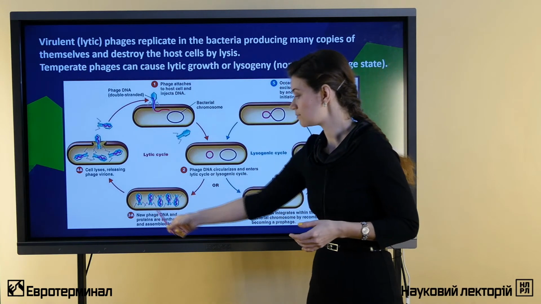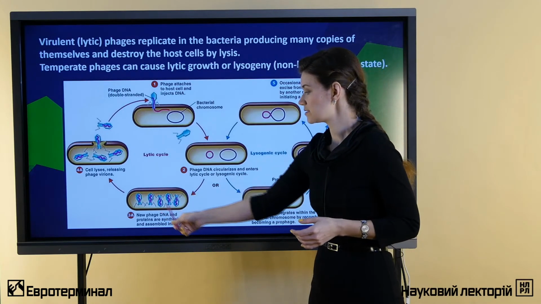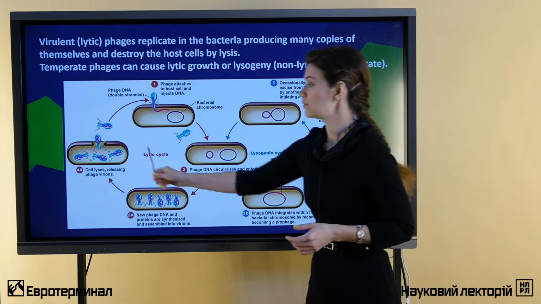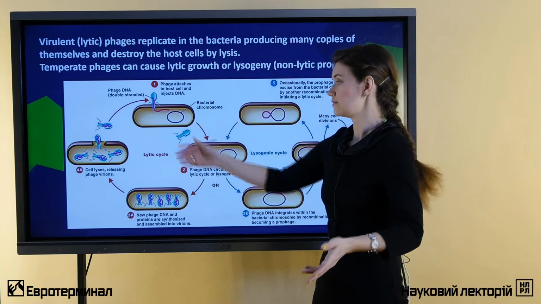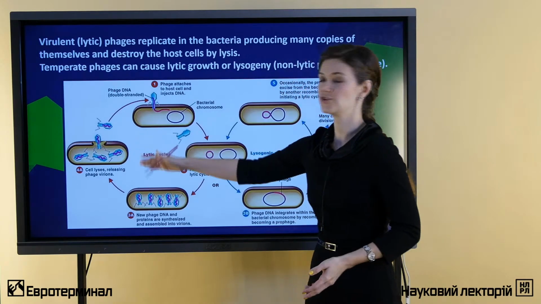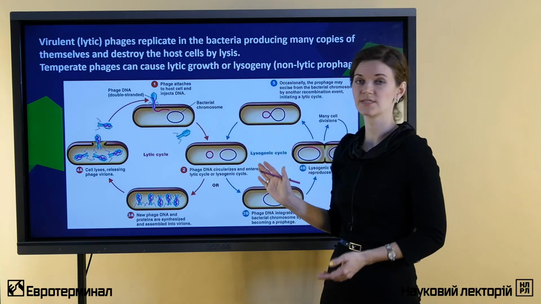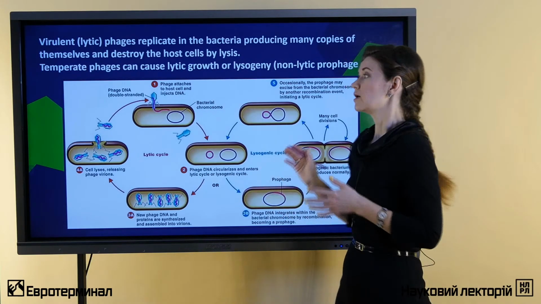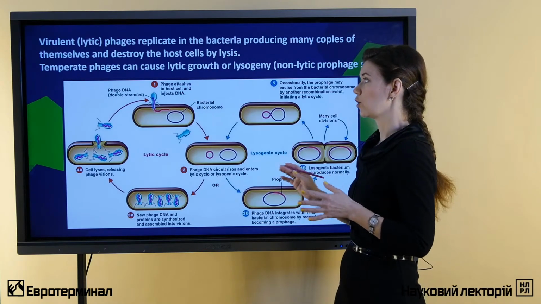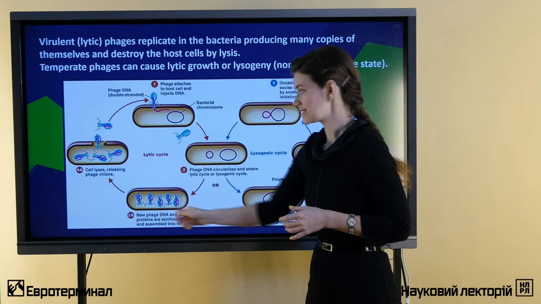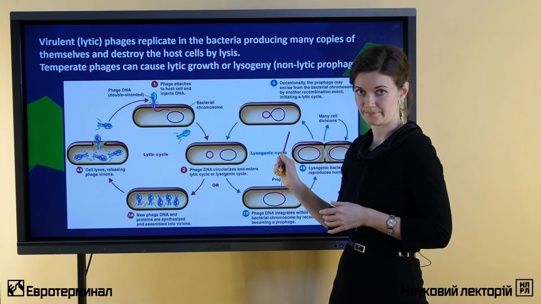When there are enough materials already created, phage particles start to assemble. And when those particles are absolutely ready, the cell bursts and the virus, the new generation of bacteriophages, comes out. So this is the lytic cycle. But not all the phages cause lytic cycle. Most of them are temperate. They can cause either this lytic cycle or lysogenic cycle, lysogeny.